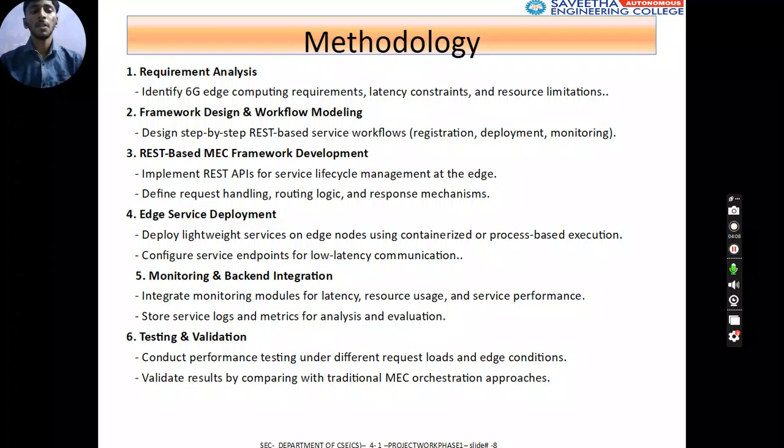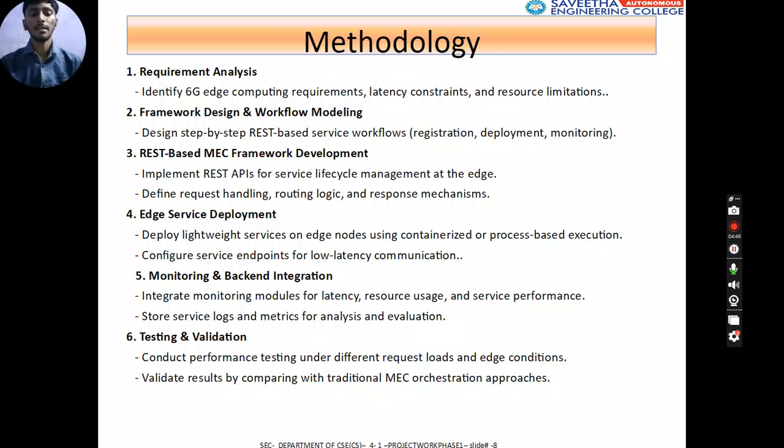Requirement analysis includes identifying the 6G edge computing requirements like latency constraints and resource limitations. The framework we follow is REST-based service workflows. The REST-based MEC framework implements REST APIs for service lifecycle management at the edge, which defines request handling, routing logic, and response management. Edge service deployment deploys lightweight services on edge nodes using containerized or process-based executions.